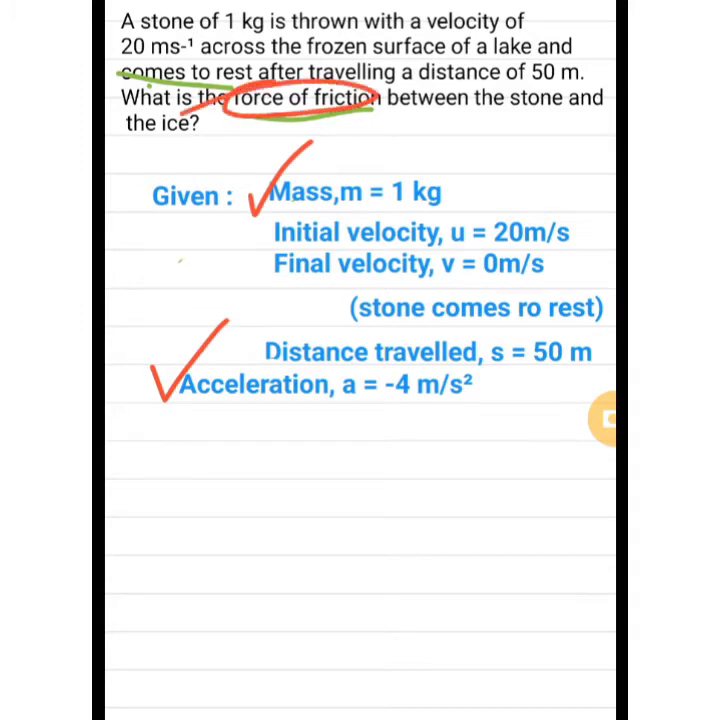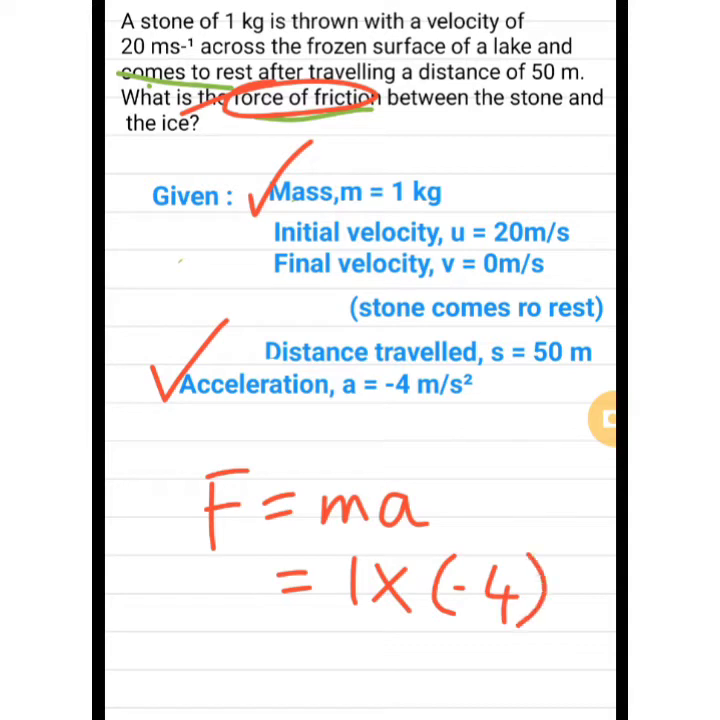Now we can find the value of force using the formula F is equal to ma. So substitute the value of mass 1 into minus 4. We get the answer F is equal to minus 4 Newton. So here also we can understand that the force is acting in an opposite direction to the direction of the motion of stone, and that is why the stone comes to rest. So let's move on to the next question.